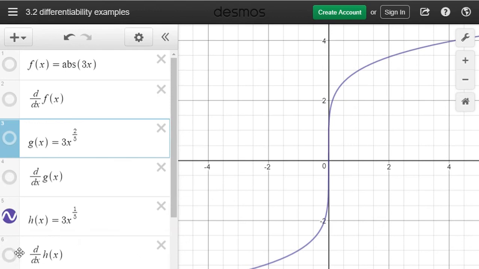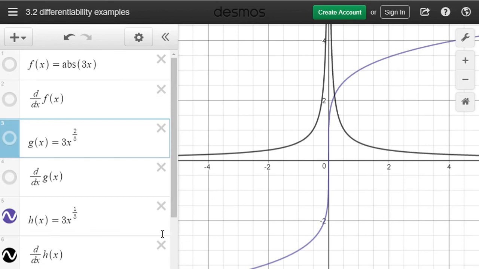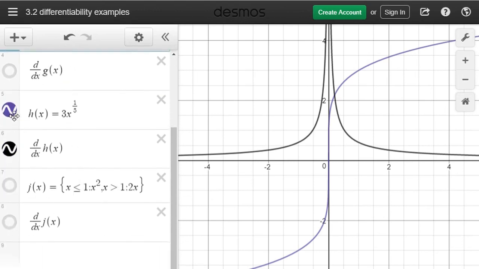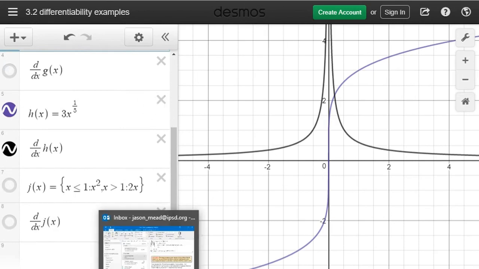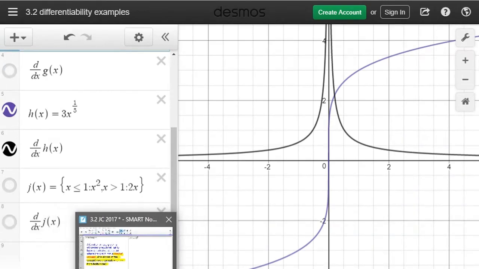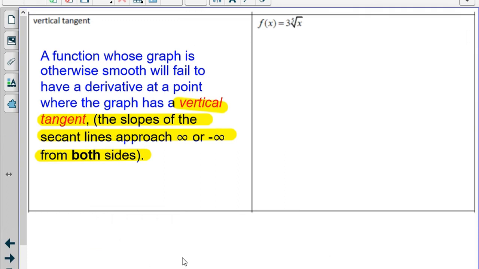So if we take a look at the derivative of this function, the derivative is always positive, and it gets really, really big, really, really fast as we approach x equals 0 from both sides. Okay, so that is why this one doesn't work in terms of differentiability. There's no actual point there for the derivative. There is a point for the function. It's still continuous, but it doesn't actually have a derivative point there.